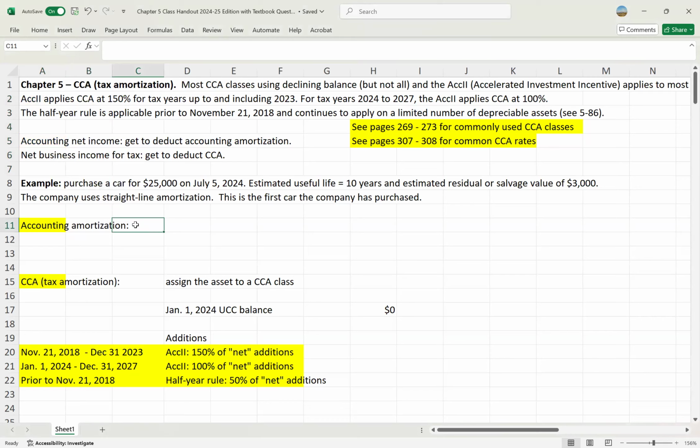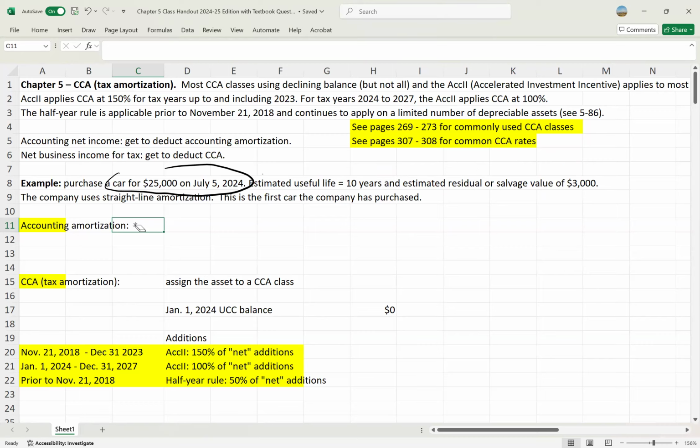So we have this business. They buy a car on July 5th, 2024. Now remember, for accounting purposes, you get to take amortization on that car. You spread it out over its useful life. So we estimate the useful life to be 10 years for this car. And then we also have to estimate the residual or salvage value, what we think it's going to be worth at the end of the 10 years. And so the estimated salvage or residual value is $3,000.